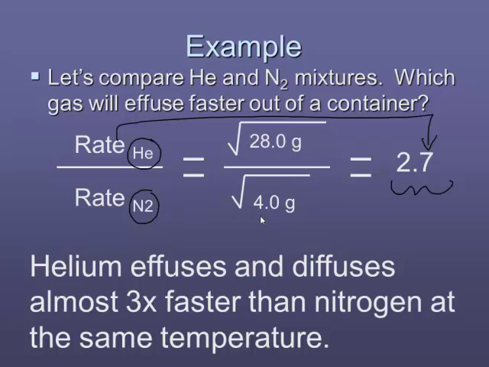So in this particular question, you can check this work if you like. I encourage you to do that to make sure that you can find your square root button. This basically says that helium is going to effuse faster. How much faster? Well, about 3 times faster. Technically 2.7 times faster than nitrogen. So if I've got a mixture of helium and nitrogen at the same temperature, I'm pretty much guaranteed that the helium will leak out 3 times as fast as the nitrogen.